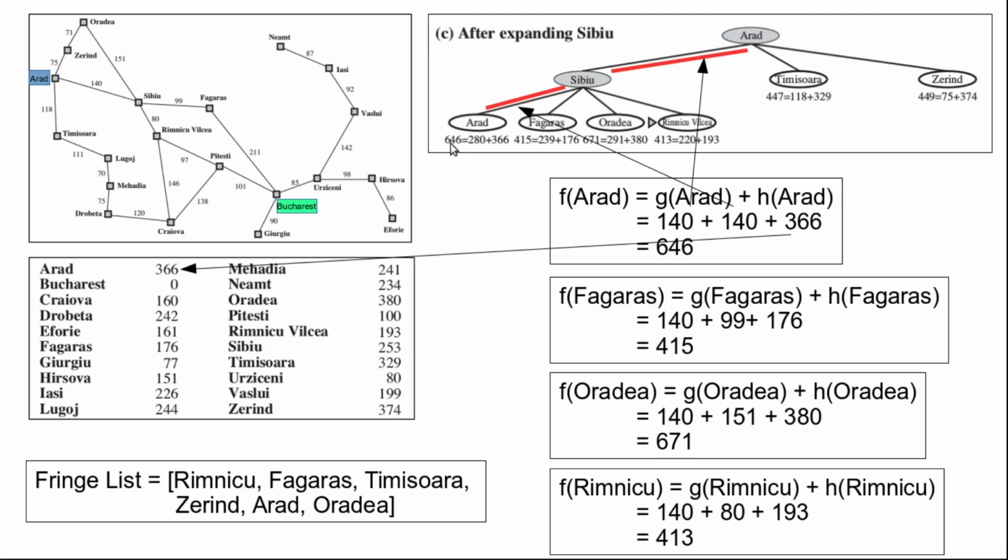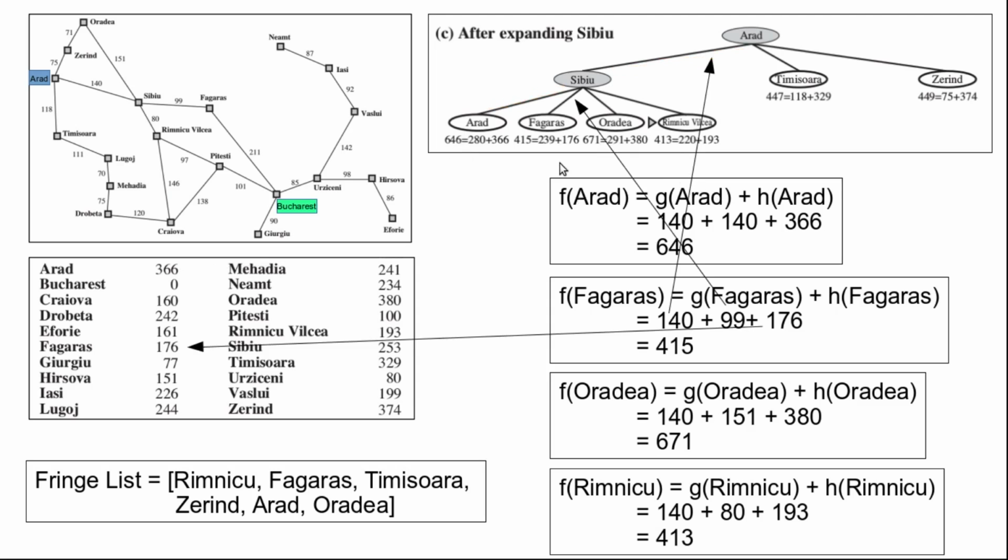Similarly, the F value of Figueres will be given by 140, which is the distance from Arad to CBU, plus 99, which is the distance from CBU to Figueres. So 140 plus 99 gives the G value of Figueres, and we have to add the H value, which is 176. Hence the F value of Figueres is 415. Similarly, the F value of Oradea will be 671, and the F value of Rimniku will be 413.